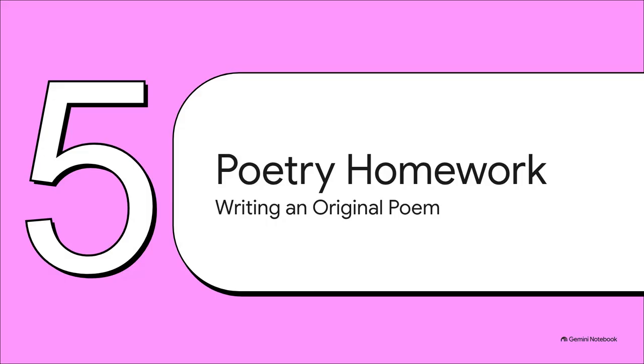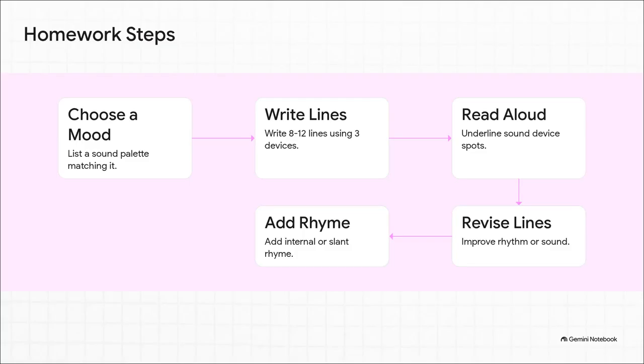Which brings us to Section 5, your poetry homework mission, putting it to practice. Yep, it is officially your turn to step into the studio and write an original piece. Here is your exact step-by-step process. Step 1, choose your mood and pick 3 to 5 sounds that match that vibe. Step 2, write 8 to 12 lines, making absolutely sure you use at least 3 of our sound devices.